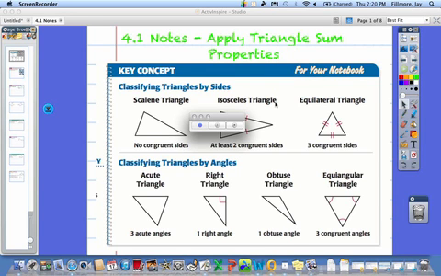Hello ladies and gentlemen, this is the introduction to Chapter 4. This is Chapter 4, Section 1, applying the triangle sum properties.